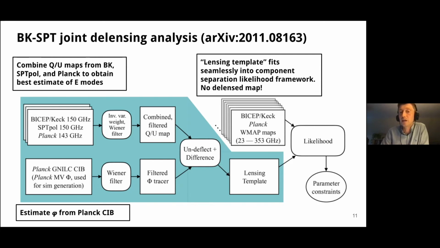Once we estimate what those lensing B modes are, that gives us a lensing template, which then just fits seamlessly into the likelihood framework that I was just describing. So just like we don't make a component separated map, we also don't make a delensed map. We simply include this as an estimate of what the lensing modes are, and that just fits into the likelihood.